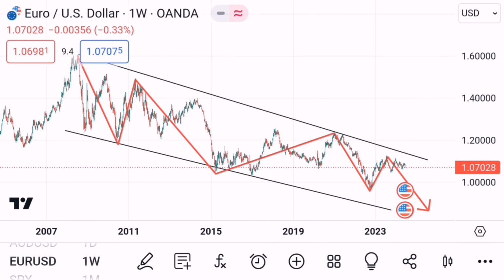I will also show you how I was able to catch NFP on this pair, EUR/USD. Okay, let's move on, guys.